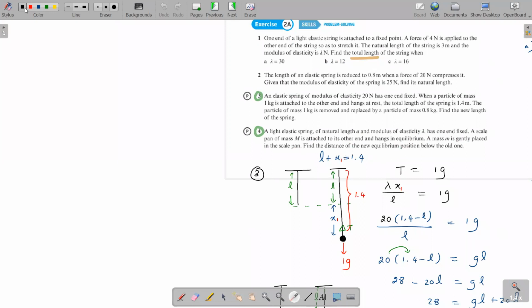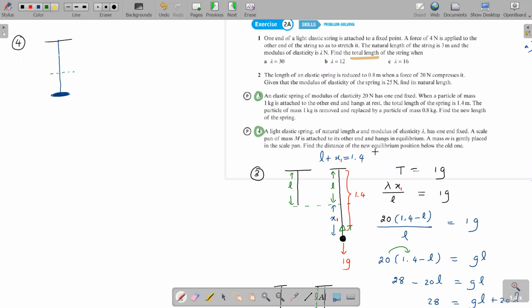Okay, the first thing in question number 4: they say there's a light elastic spring of natural length A, and they are fixing a scale pan of mass M onto the other end. So when you fix the scale pan of mass M, what do you expect? Definitely, because of the weight of the scale pan, the spring will extend slightly, right? So there will be an extension beyond its natural length. So you have the scale pan here. Okay, so you have attached the scale pan. Because of the weight of the scale pan, you will have some kind of an extension.